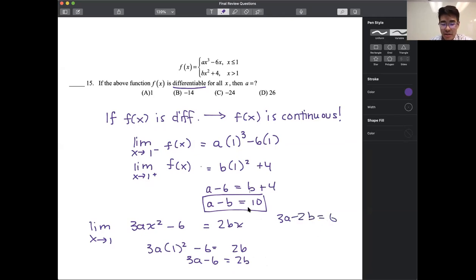Then I can take this equation and do substitution or elimination. So I'm going to multiply everything by -2. So I get -2a plus 2b is equal to -20. Then I get a is equal to -14. The correct answer is B.